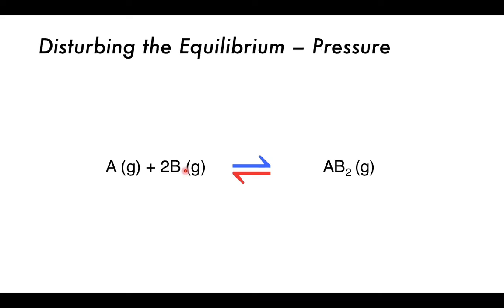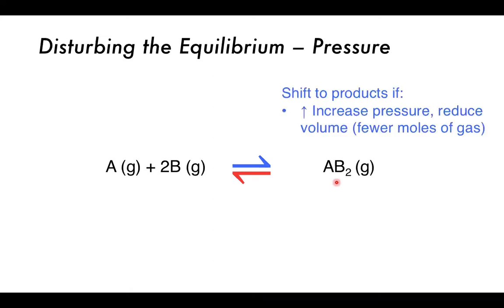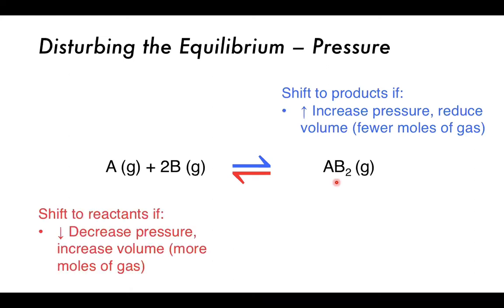Okay, disturbing the equilibrium pressure. So A plus 2B gives us AB2. So these are all gases. There are 3 molecules on the left and 1 molecule on the right. So a shift to products, if we increase pressure and reduce volume, so we produce fewer moles of gas. And we shift to reactants if we decrease the pressure, and this increases the volume. So there are more moles of gas. So we want to produce more moles of gas to fill that space so that we have the same K value, basically.